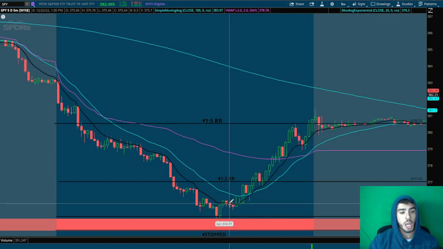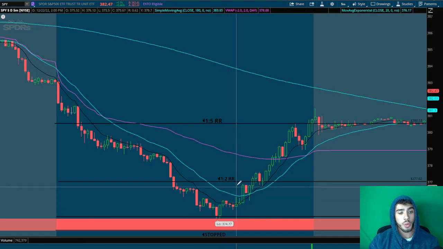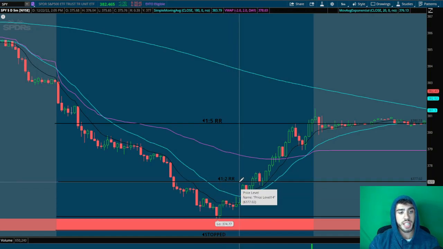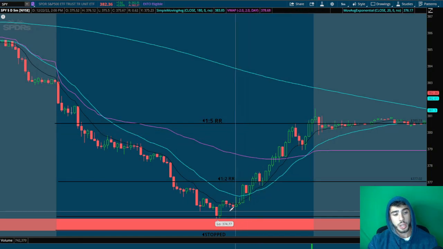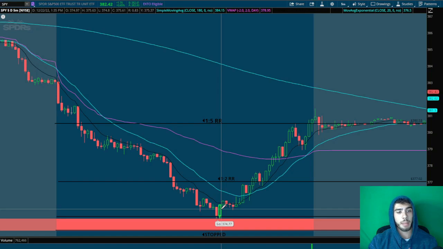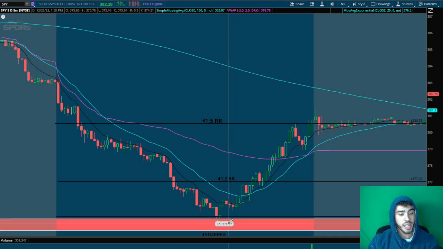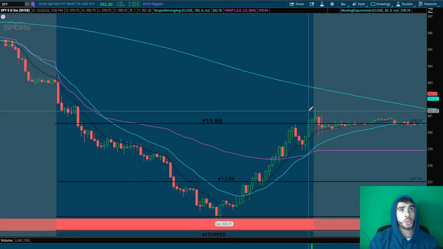As you can see, our potential 1 to 2 risk to reward was up here at this 377, and potentially our 1 to 5 risk to reward was up at this 380. So obviously this was a huge winning trade and a perfect example of how you should trade a higher time frame zone. With a candle close out of the zone, simply we are stopped out. A 1 to 5 risk to reward trade is amazing. This is why I say one trade a week is all it really takes.